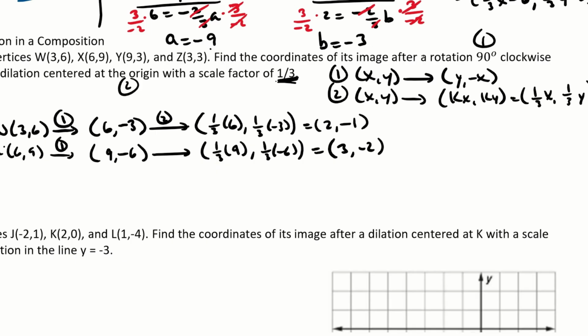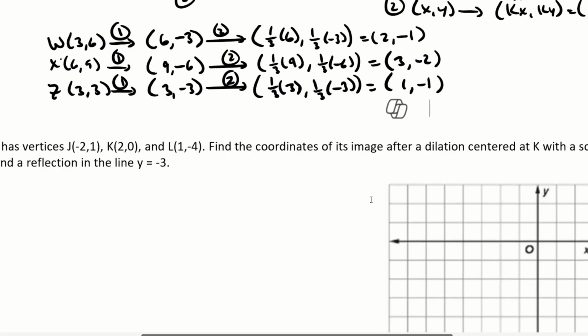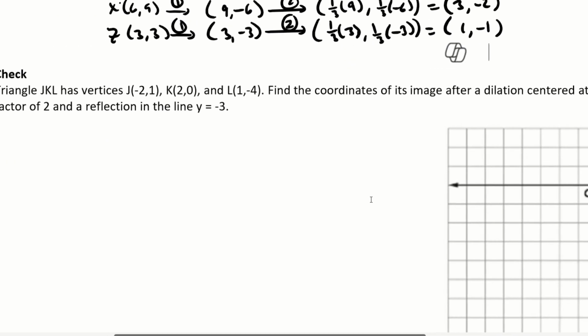All right, and then the last one. First transformation, switch them, put a negative on the second, and then multiply by 1/3. So it's going to be 1 comma negative 1. And that's it, guys. Those are your coordinates. W prime, X prime, Z prime. All right, pause the video and see if you can try this problem.